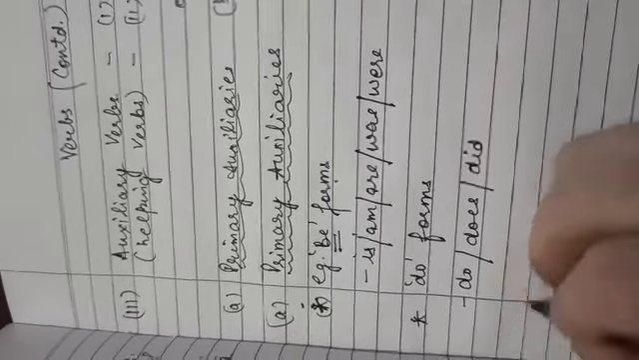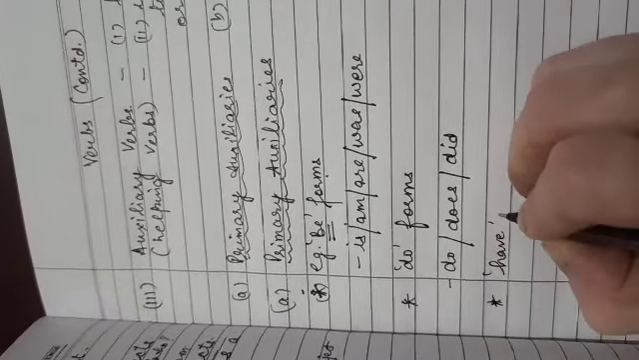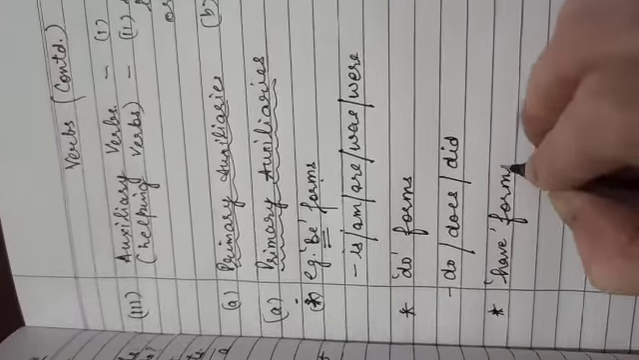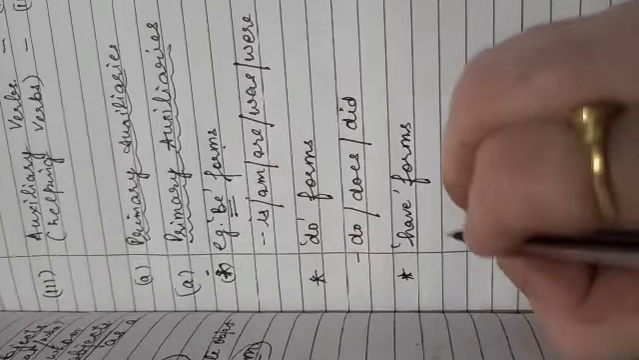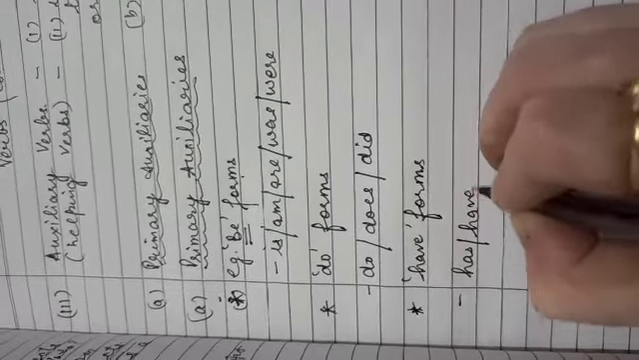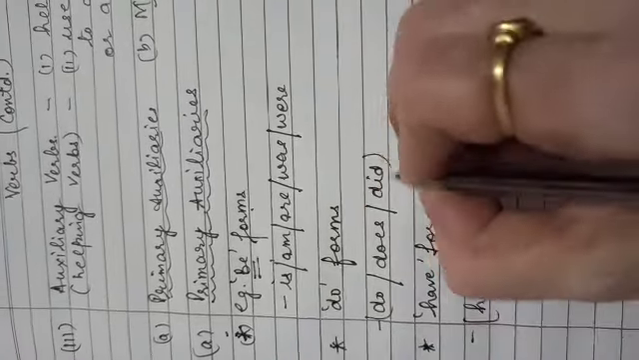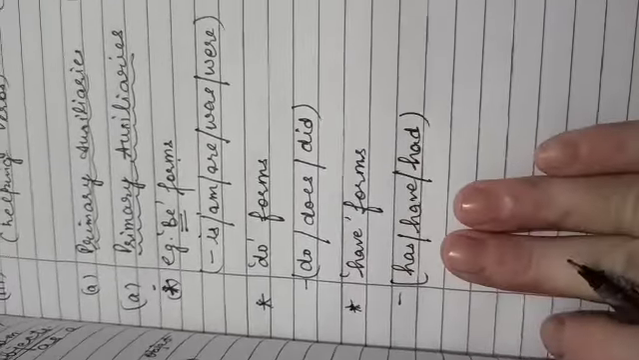Clear? Then next is all the have forms are primary auxiliaries. What are the forms of have? Has, have, had. Clear? You just have to note it down, please. Then you come to modal auxiliaries. First you note down this.